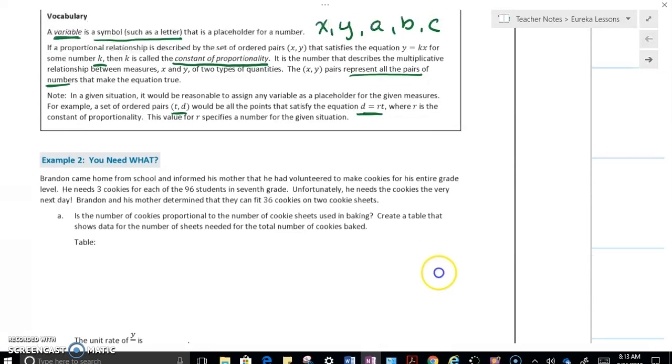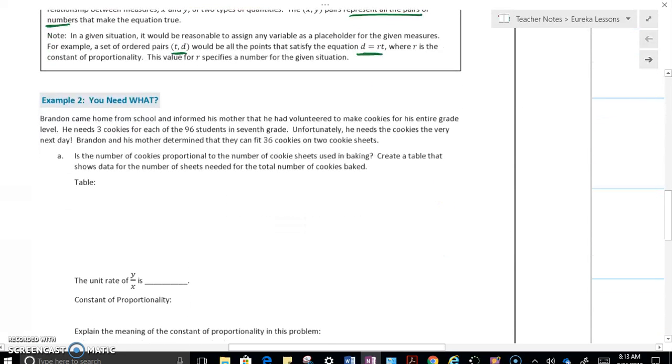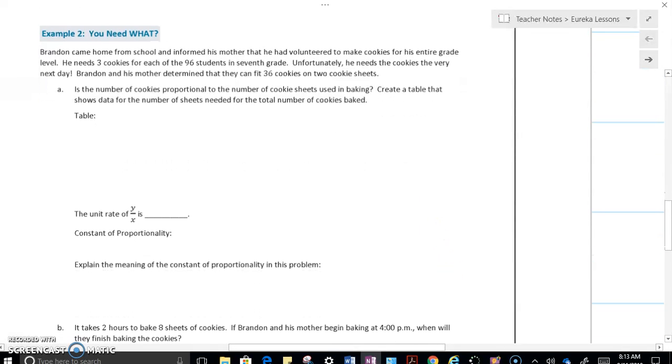Now, example 2. Brandon came home from school and informed his mother that he had volunteered to make cookies for his entire grade level. He needs 3 cookies for each of the 96 students. That's a lot of cookies. Unfortunately, he needs the cookies the very next day. Brandon and his mother determined that they can fit 36 cookies on 2 cookie sheets. Is the number of cookies proportional to the number of cookie sheets used in baking? Create a table that shows data for the number of sheets needed for the total number of cookies baked.